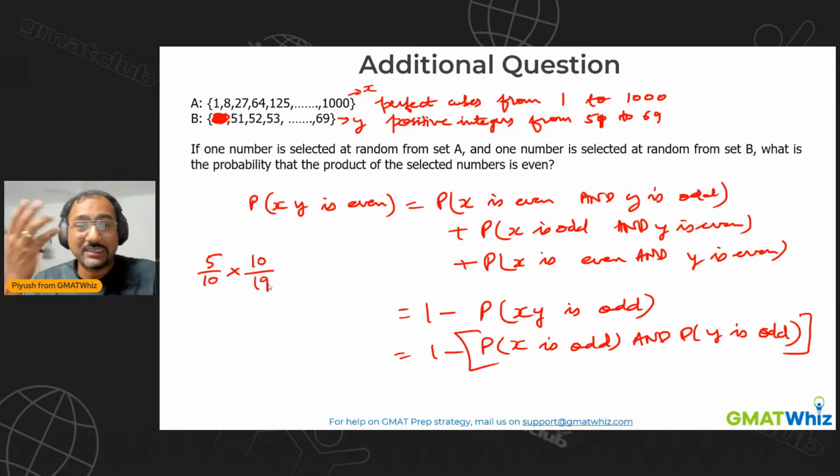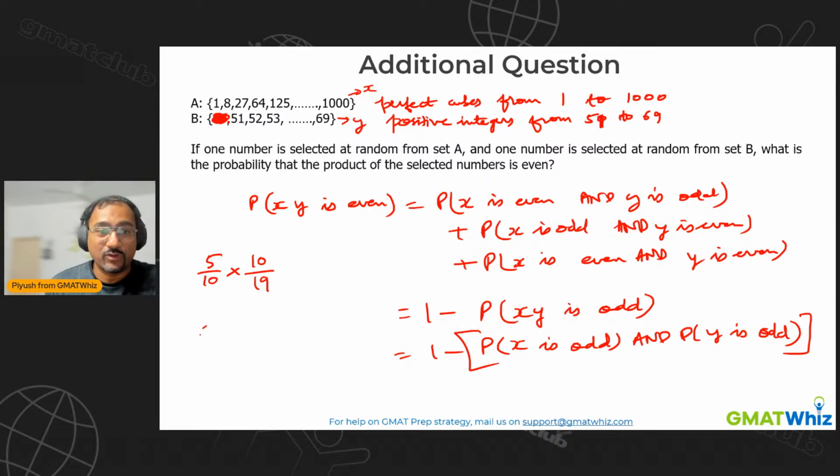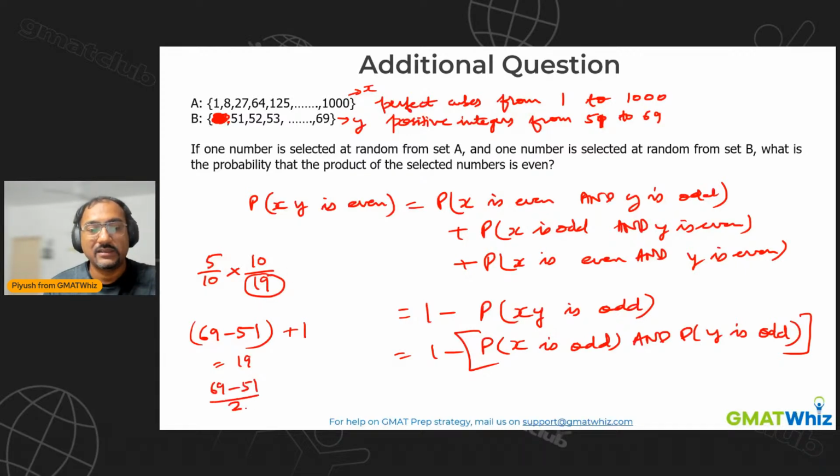So again, I'm just using my series understanding. For those who don't understand this, the number of terms I can find by saying 69 minus 51, largest minus smallest, plus 1. That will give me 19, which is the total number of terms. If you want to find the total number of odd numbers, you have to divide it. The odd number is coming at every second term, so you can calculate this. It will come out to be 10, basically. Okay, this is how I do the math.